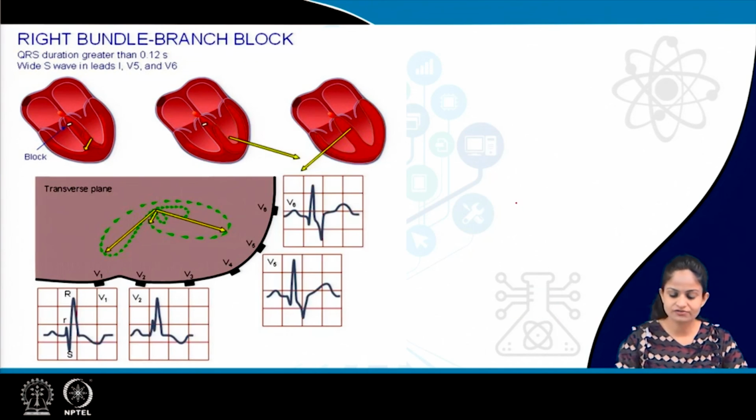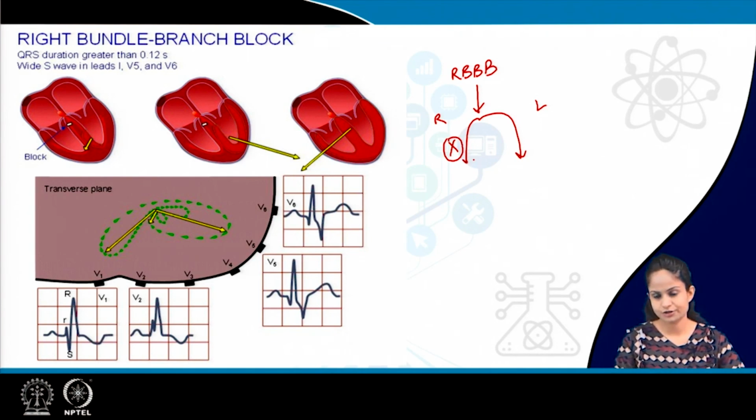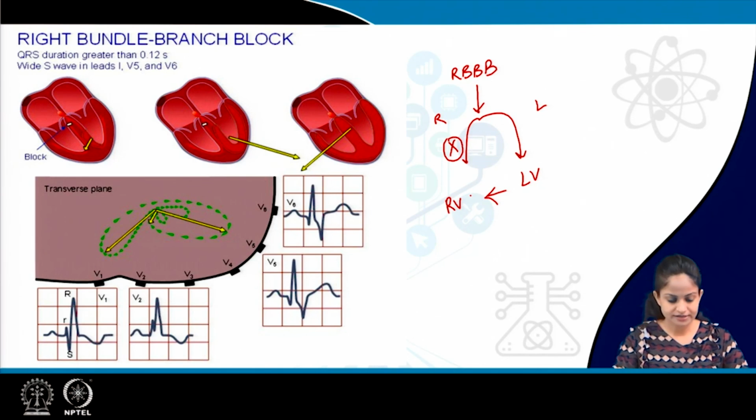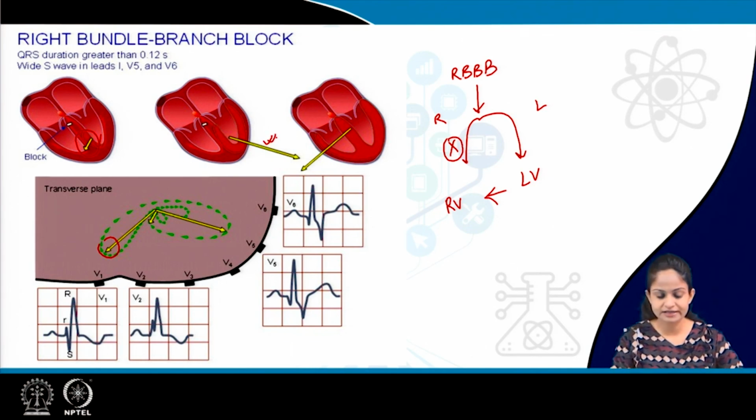Similarly, we see in case of right bundle branch block. In right bundle branch block there is a block on the right side, so there will be no conduction of the impulse to the right bundle branch. So the left ventricle will depolarize initially, and then the depolarization will pass on to the right ventricle. The septal depolarization is occurring first. This is the septal vector. Then we have the left ventricle depolarization.